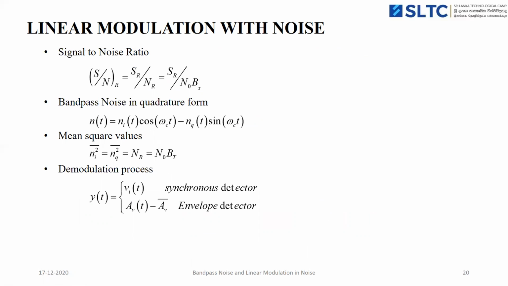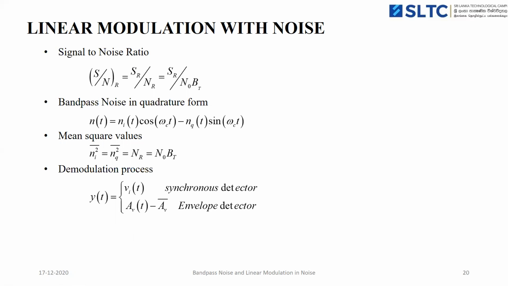So the signal to noise ratio at the receiver is equal to the ratio S_R by N_R, where N_R is the noise power at the receiver, which is equal to N naught times B_T. Because it is bandpass noise, the noise density is multiplied by the bandwidth of the bandpass filter B_T.